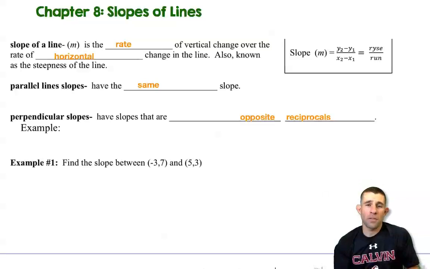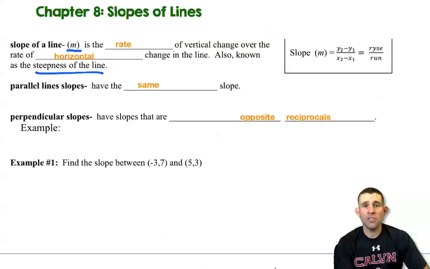Today we're talking about slopes of lines graphed in the coordinate plane. Now, before we jump in with a few examples, it's important for us to understand what the slope is. Slope really just measures the steepness of a line. And we say that the slope is represented by this variable m, and it is the rate of vertical change over the rate of horizontal change.